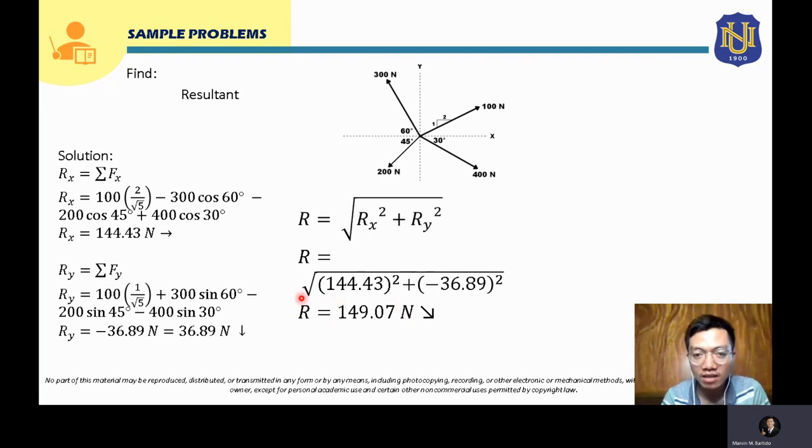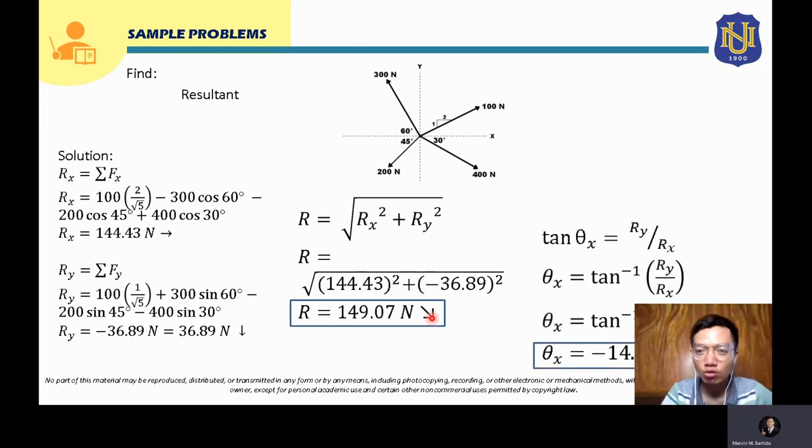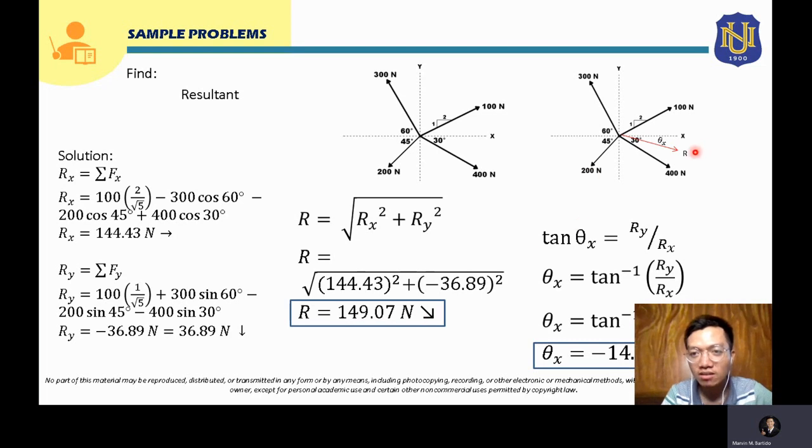So that will be the magnitude of your resultant. And for the direction of your resultant, that will depend on the direction of your components. So your horizontal component is directed to the right, and your vertical component is directed downward. So that will be downward to the right. So your direction will be downward to the right. Now, for your theta x, we have to solve for that. Okay, so again, if you're going to draw our resultant, the location of your resultant will be here since it is directed downward to the right. So this will be drawn here.